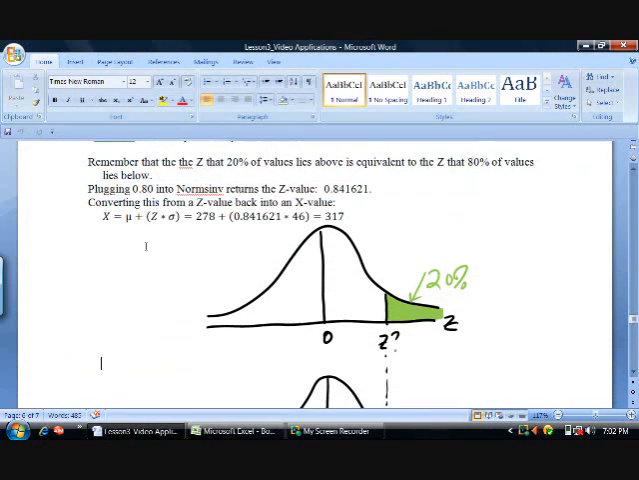How do we convert a Z value of 0.8416 into an X? 278 plus the 0.8416 times the standard deviation, and we get 317. Your conclusion then is there is a 20% chance that your daily number of customers will be greater than 317. And that's application number 3.